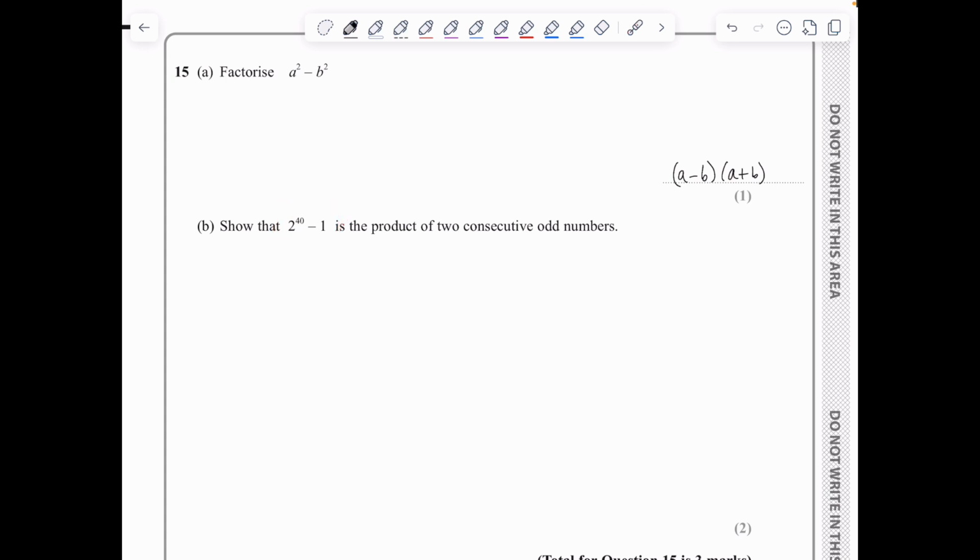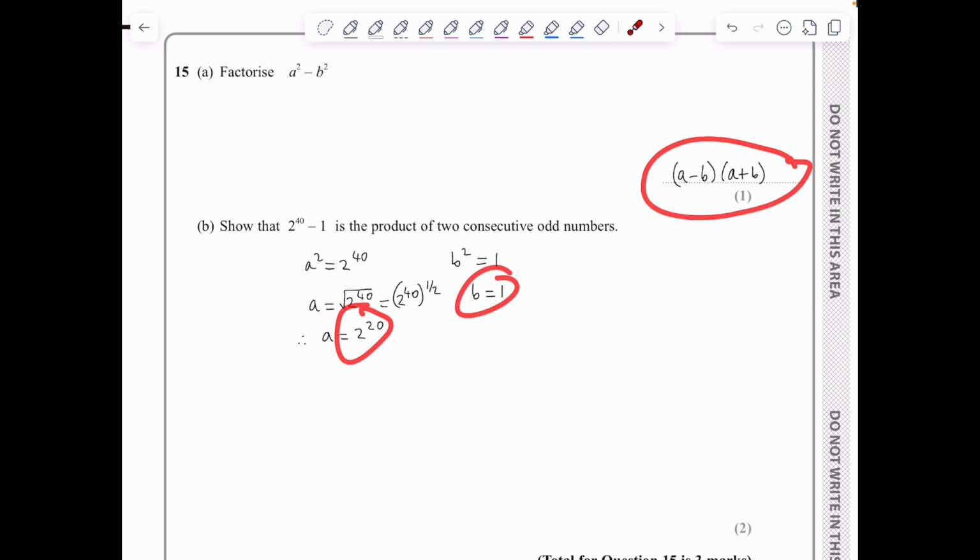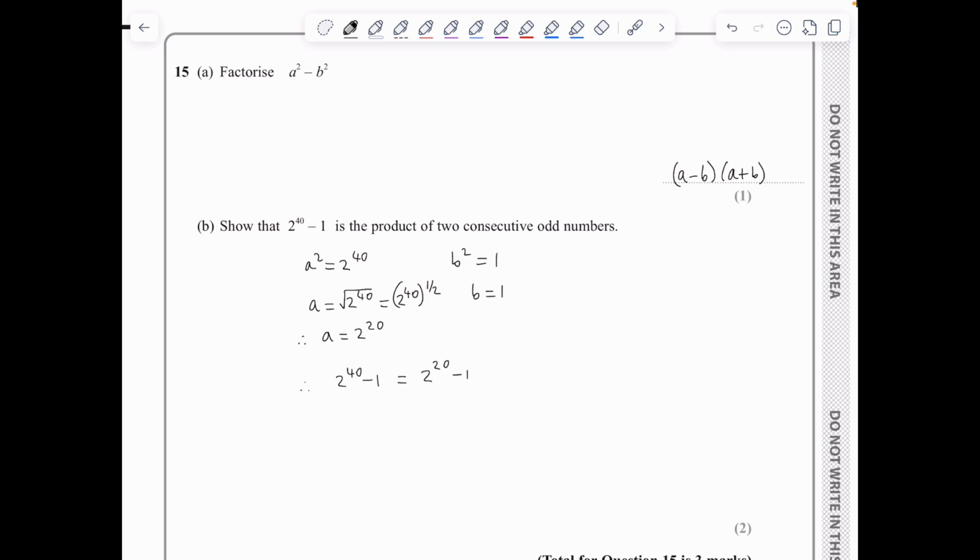So I'm considering a squared to be 2 to the power of 40 and b squared to be 1, which means that a is the square root of 2 to the power of 40, which is 2 to the power of 40 raised to the power of a half, and therefore we've got that a is 2 to the 20 and b is equal to 1. So if I just apply a being 2 to the 20 and b being 1 into the factorized form we obtained in part a, we can see that 2 to the power of 40 minus 1 can be factorized into (2 to the power of 20 minus 1) times (2 to the power of 20 plus 1).